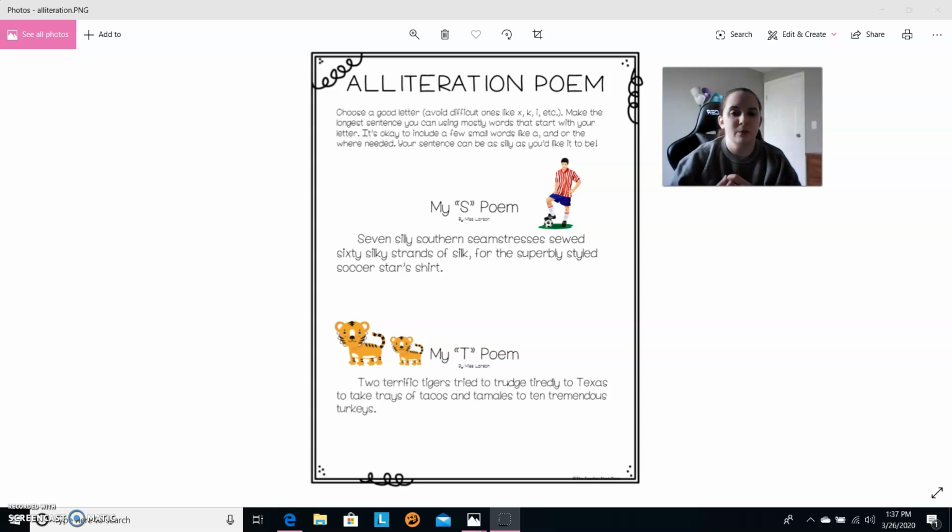Another one. When you're doing an alliteration poem, it still has to flow like a normal sentence. It just has to have that T sound. So it shouldn't just say like, 2, 12, tent. It can't just be words put together. It's got to have a sentence flow to it.